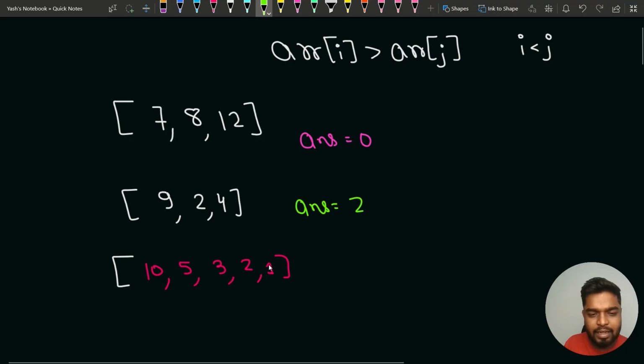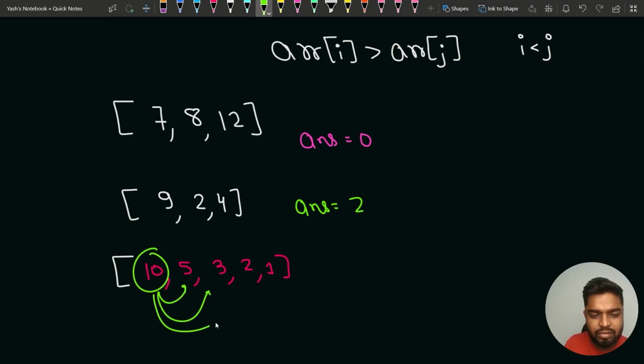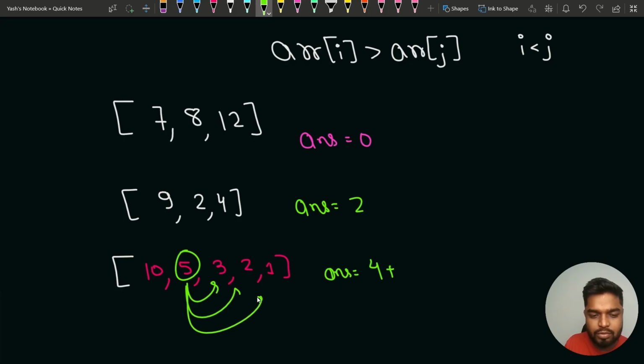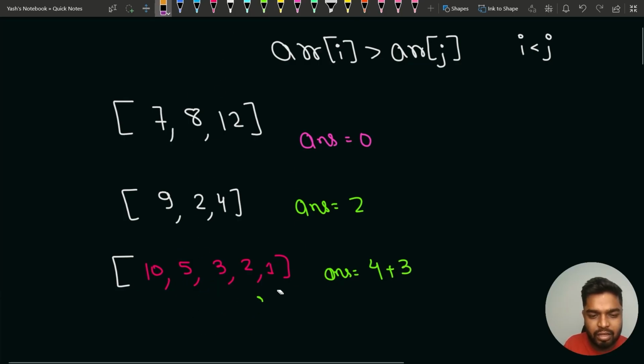Now if you see this 10, it will have inversions with all the other elements. So the answer will be updated to 4 initially. Plus, when you go to the element 5, it is greater than 3, 2 and 1, so plus 3 will be done here. Then when you go to the element 3, it is greater than two other elements on the right side, so 2 more will be added.